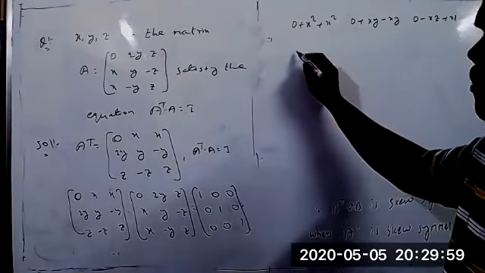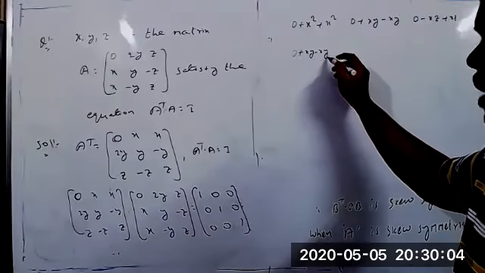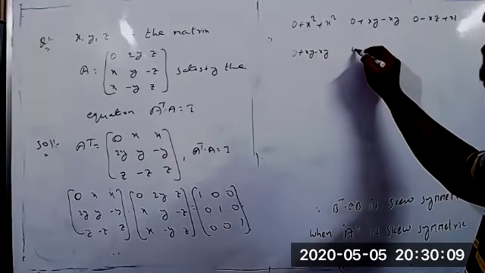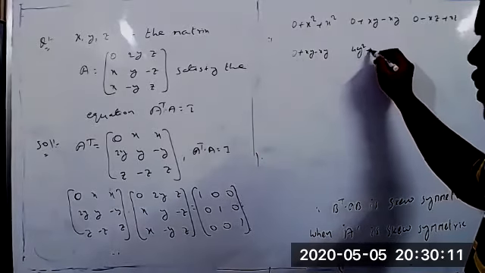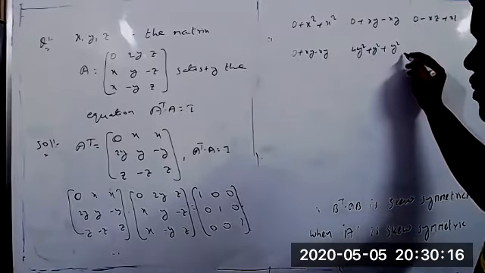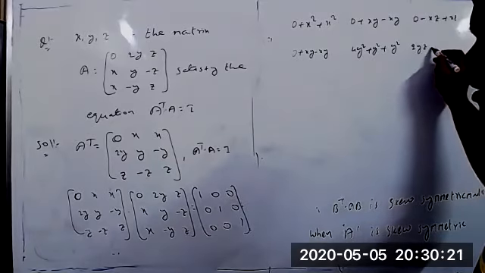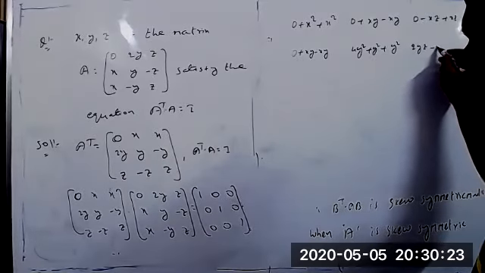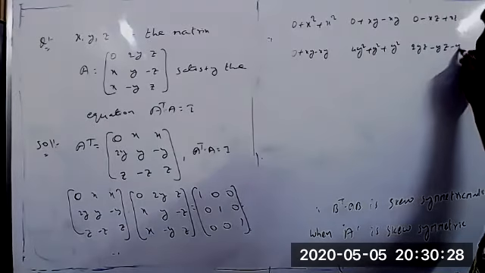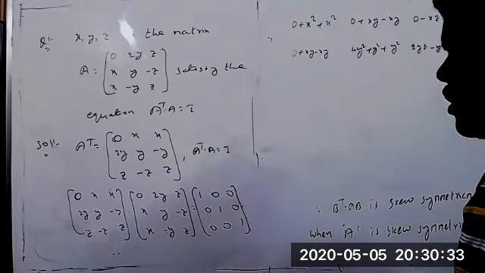So 2y into 0 equal to 0, plus y into x equal to xy, minus xy. So second row into second column: 2y into 2y equal to 4y square, plus y square, minus into minus equal to plus y square. Next, 2y into z equal to 2yz, minus yz and minus yz. Last one, third row into all three columns.